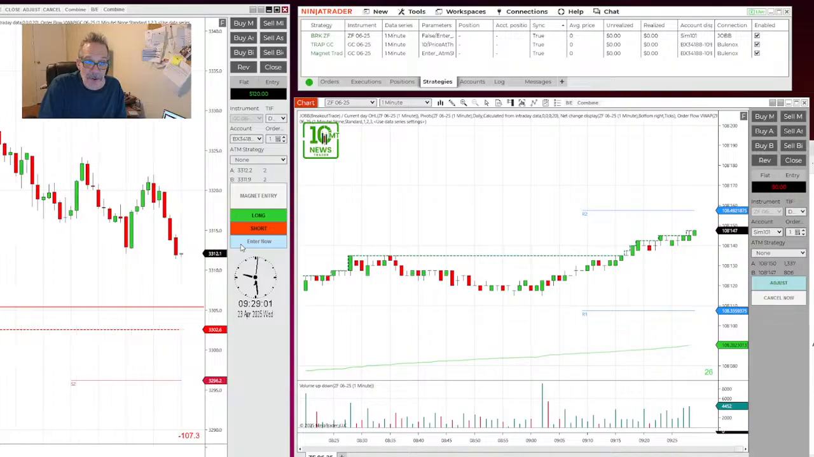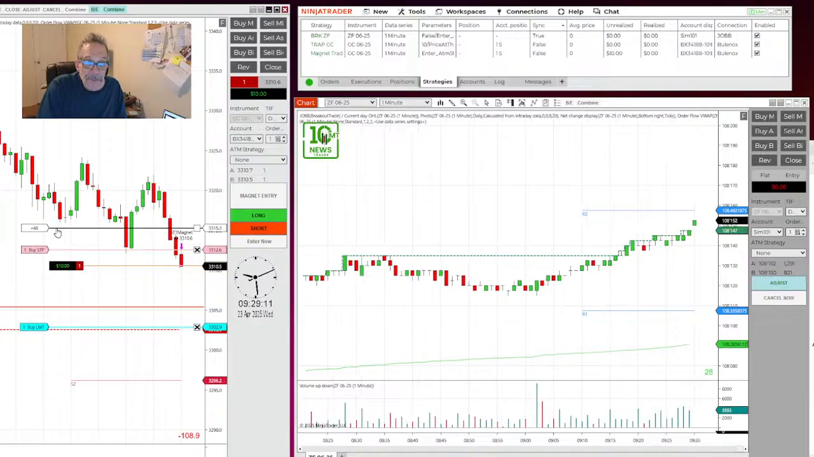The Enter Now button would put you in the gold trade right this second, before the market opens. Going for a bigger stop. I think it's going to test the low, but I want to get out before the low on the open. Let's see if it works.